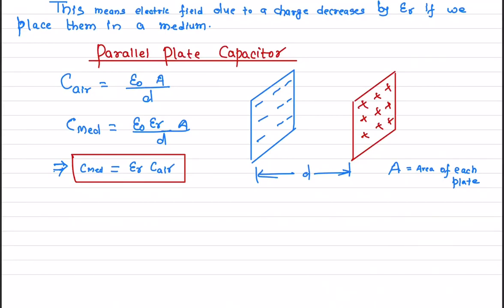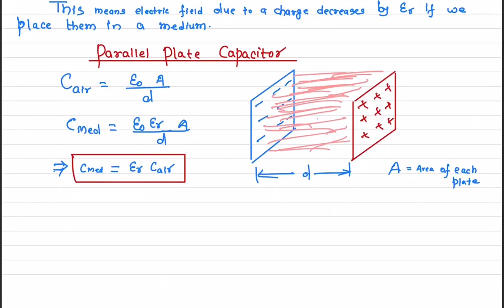Okay, now let's talk about the capacitor. For the capacitor, the capacitance is given by this equation, and this is for a parallel plate capacitor, where A is the area of each plate, and d is the separation between the two plates. Now if I introduce some sort of medium in between, it could be water, wood, paper, plastic, any sort of medium in between.